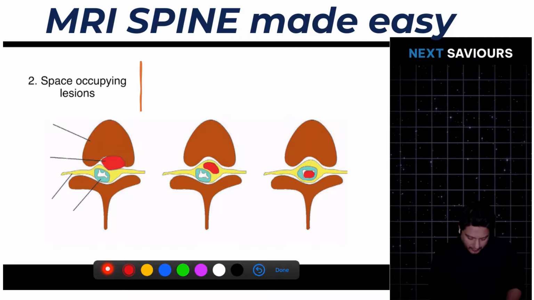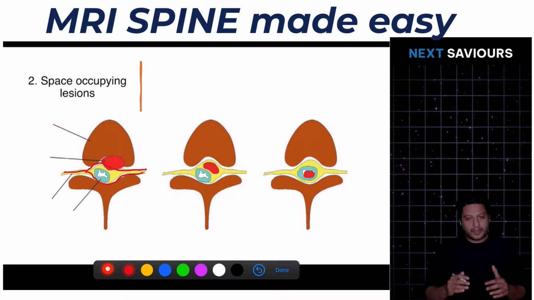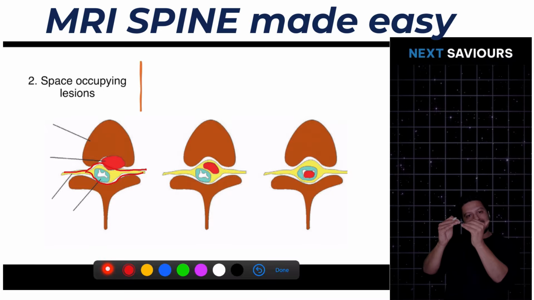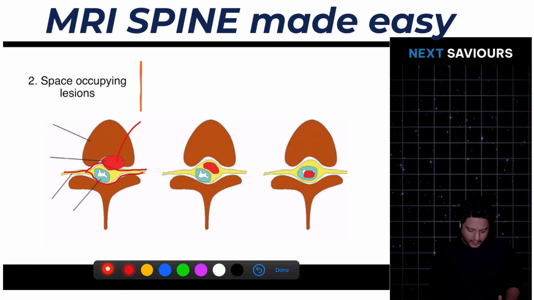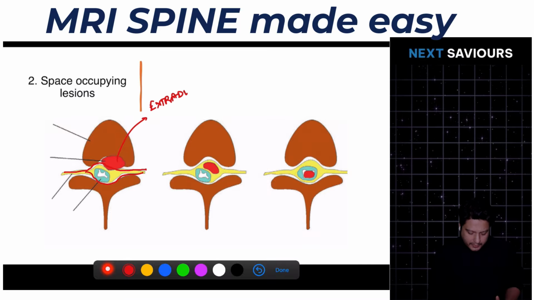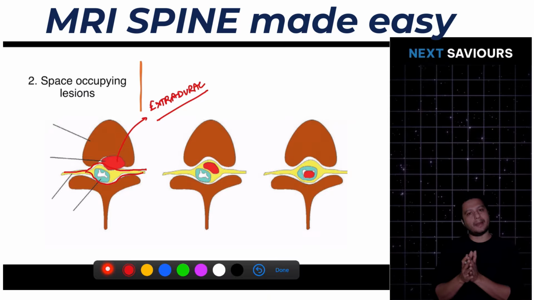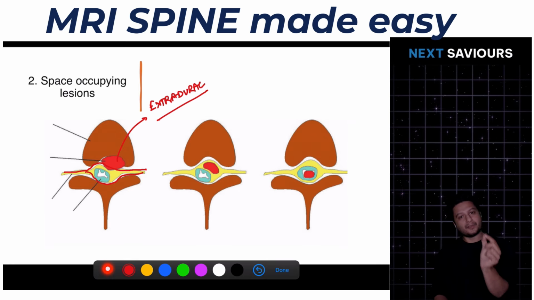First, as you can very clearly see, these are extradural. That means outside the dura but within the canal. So these are extradural tumors. And most of the extradural tumors are metastatic lesions. Majority of the times, these are metastatic lesions. But there is another category.